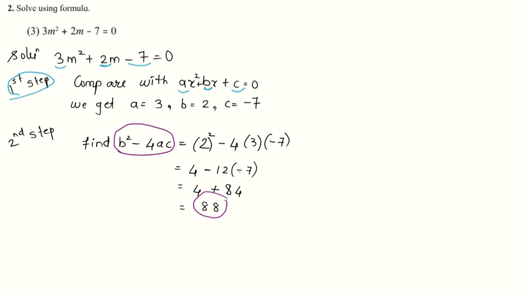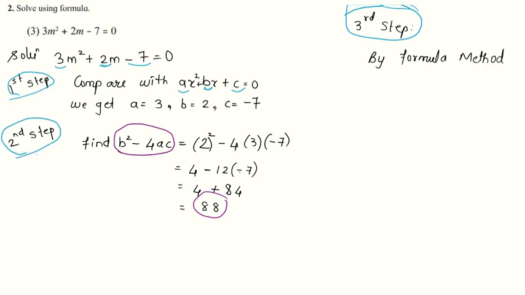So we got b square minus 4ac is equal to 88. Now third step, I will write it down here. Third step, by formula method, so as we need to find m, we will write m here.